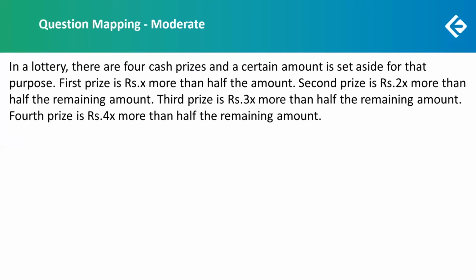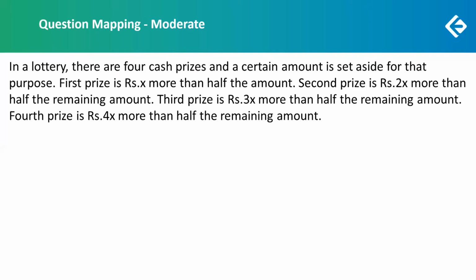Next, we had a question on lottery. So it was given that in a lottery, there are 4 cash prizes and a certain amount is set aside for that purpose. First prize is rupees X more than half the amount. Second prize is rupees 2X more than half the remaining amount. Third prize is rupees 3X more than half the remaining amount. Fourth prize is rupees 4X more than half the remaining amount.